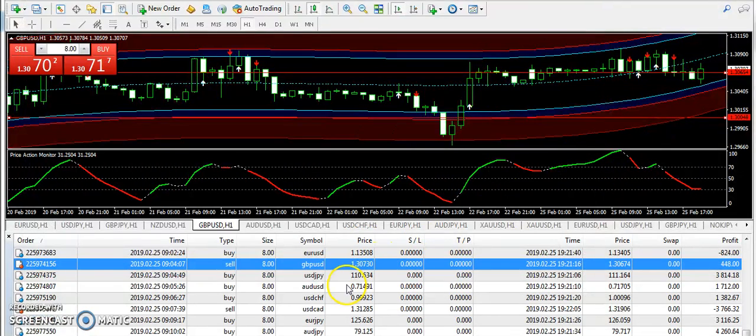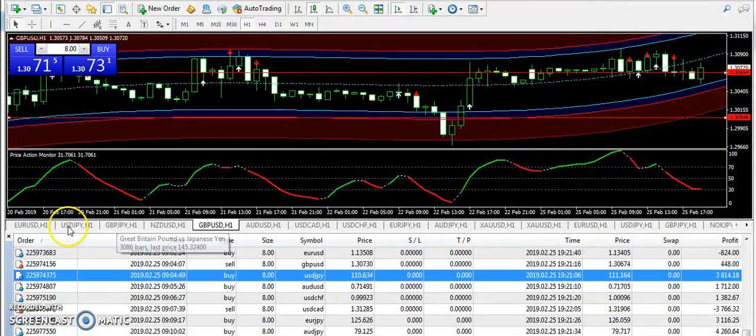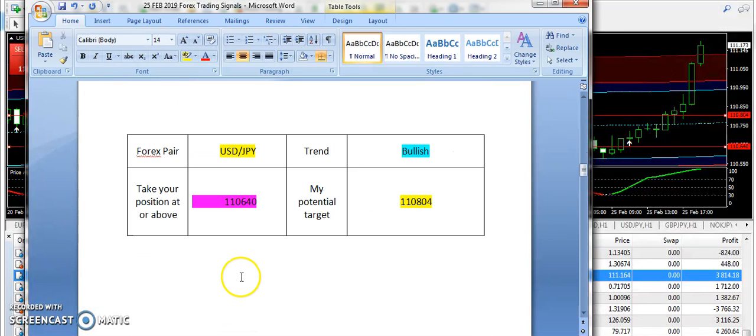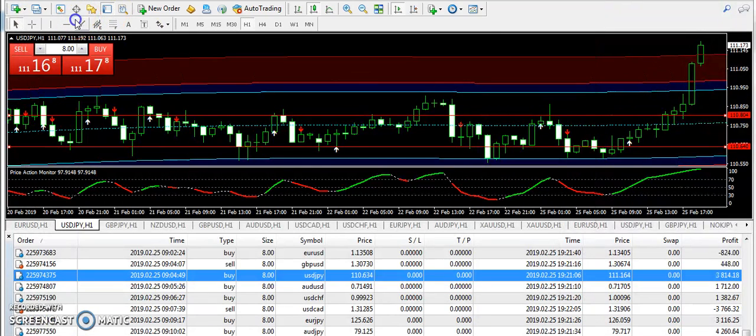Okay, now let's talk about the rest of the pairs like USDJPY, and I'm going to take you towards the signals report. So okay guys, USDJPY with the bullish expectation from 110.640 and 118.04 was the targeted price. However, you can see we have a big upward momentum and the market even breaks the targeted price. So those subscribers who have taken the buy positions today on USDJPY must have ended with profits.